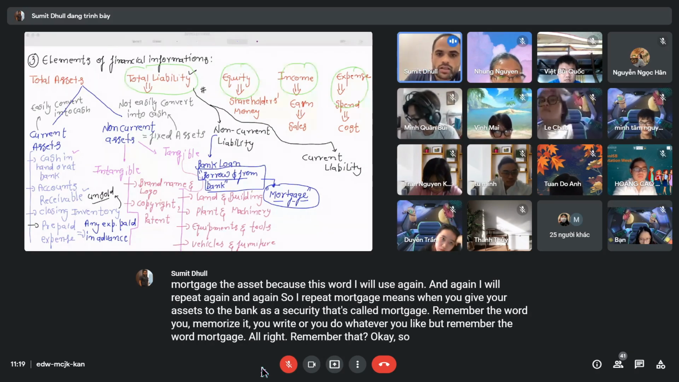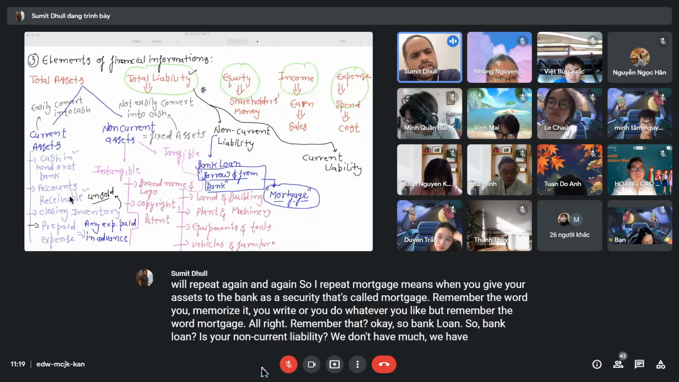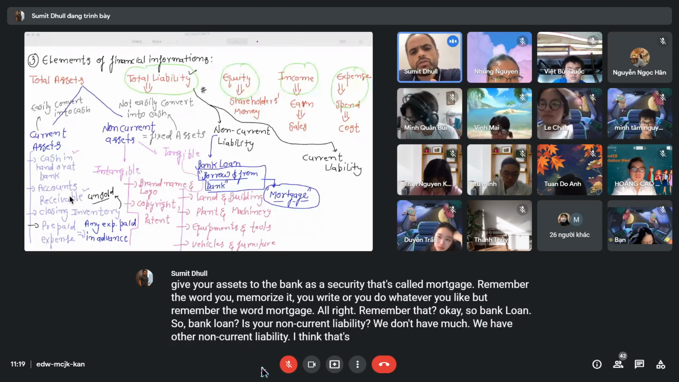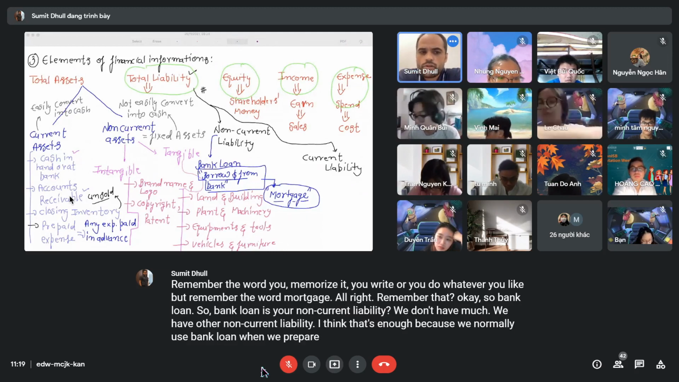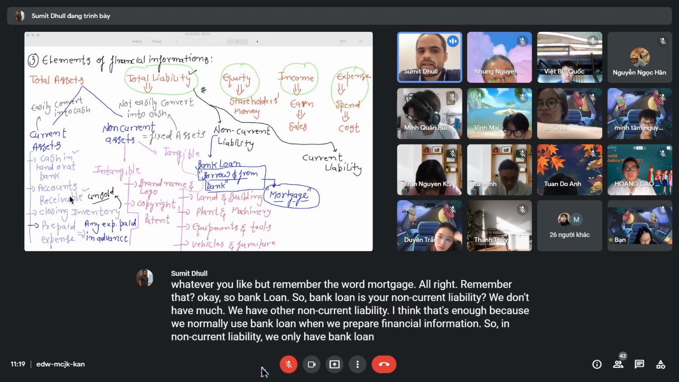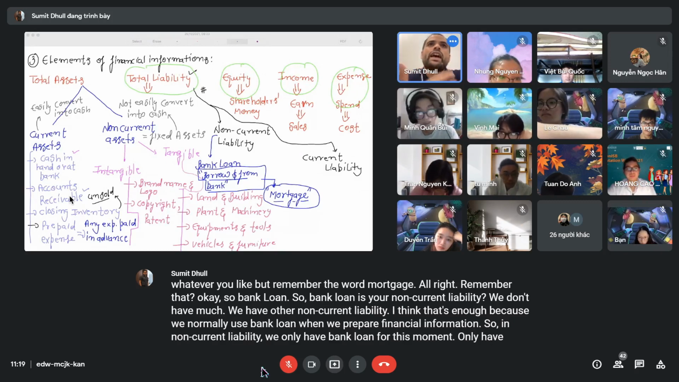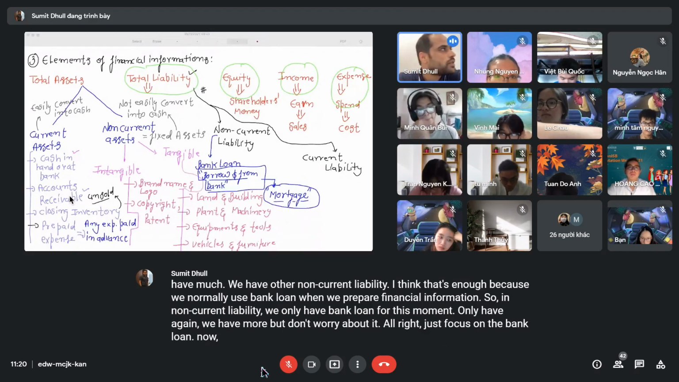Okay, so bank loan is your non-current liability. We have other non-current liabilities, but I think that's enough, because we normally use bank loan when we prepare financial information. So in non-current liability, for this moment, we only have bank loan. Again, we have more, but don't worry about it. Just focus on the bank loan. Now let's talk about the current liability, and then we will stop.